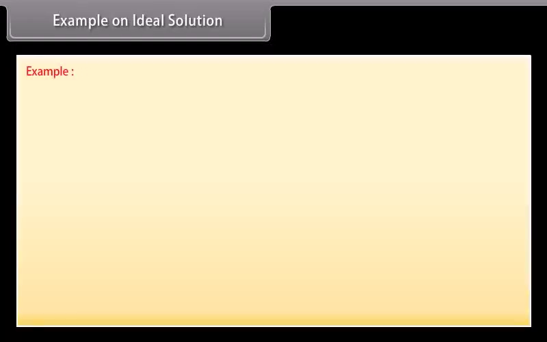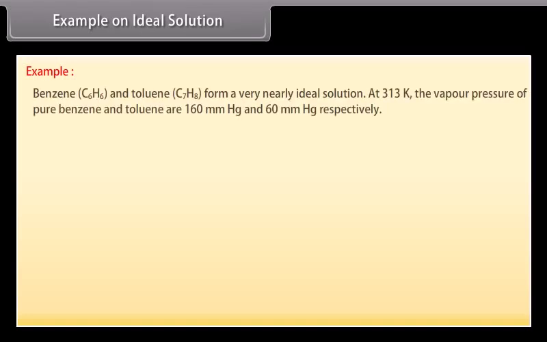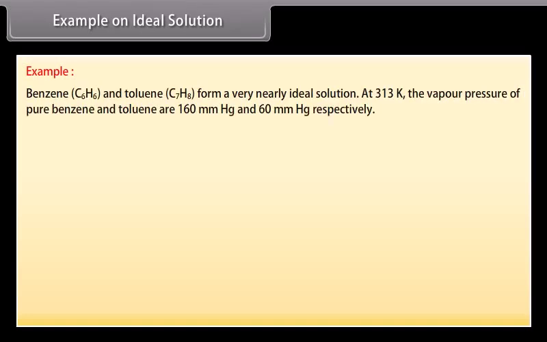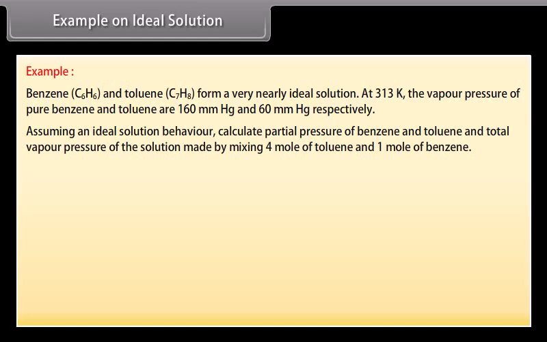Example on ideal solution. Let's take an example of ideal solutions. Benzene and toluene form a very nearly ideal solution. At 313 Kelvin, the vapor pressure of pure benzene and toluene are 160 mm Hg and 60 mm Hg respectively. Assuming an ideal solution behavior, calculate partial pressure of benzene and toluene, and total vapor pressure of the solution made by mixing 4 mole of toluene and 1 mole of benzene.